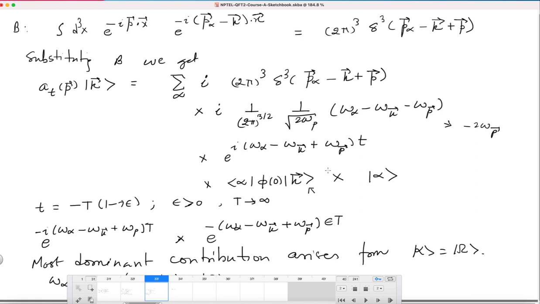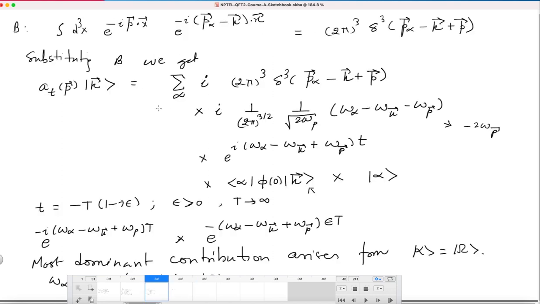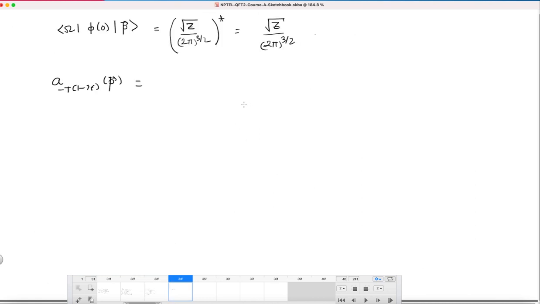So those two are gone, and you have a factor of 1 over 2 omega p here and a factor of 2 omega p here. This is a square root, so that will give you a factor of square root of 2 omega p. So now I can write the final result, A of p, with no factors of i or 2 pi. The only things left are the square root of 2 omega p, which I just explained, and there will be a delta function, and then of course square root of z coming from here, and then your vacuum.